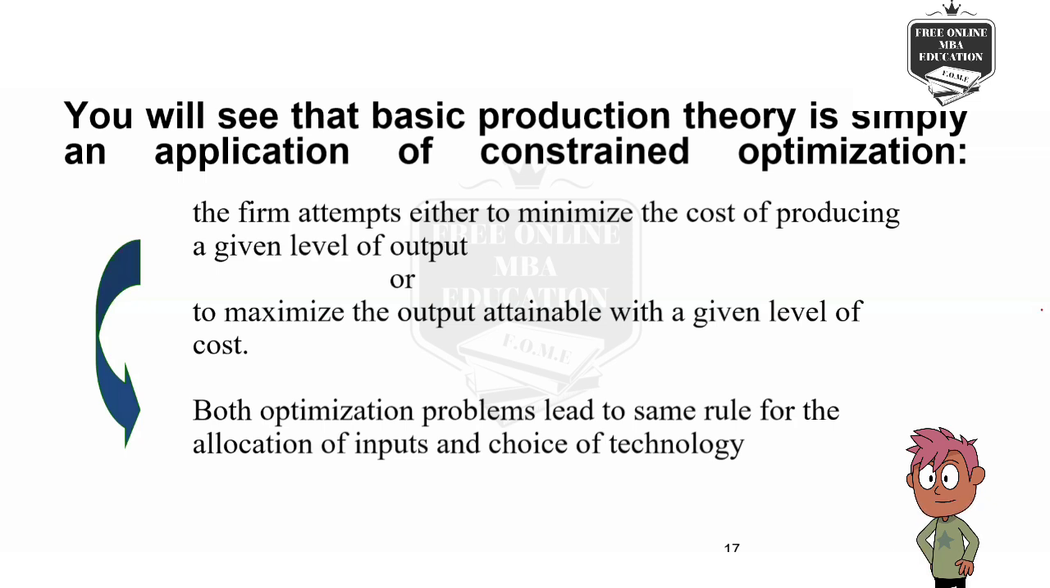There are only two options, right? Either you produce at low cost or you produce more at the same cost. Through any one of these, you can achieve optimization, but the optimization problem leads to the same rule for allocation of inputs and the choice of technology. Now, while you choose any one of the options, you will have to check for your efficiency, or you may have to check for more resource input through technology or other things.